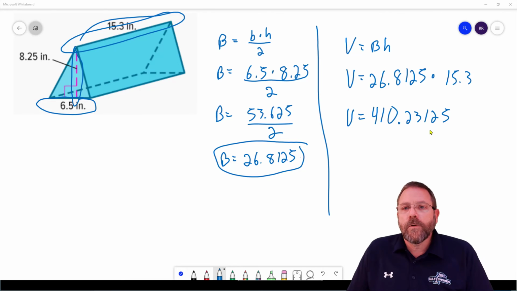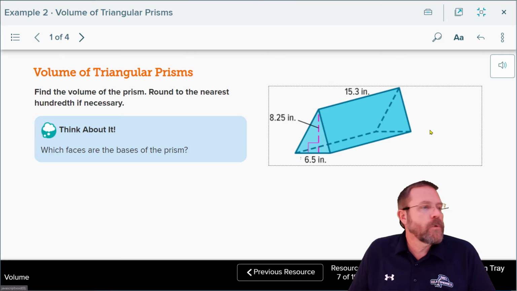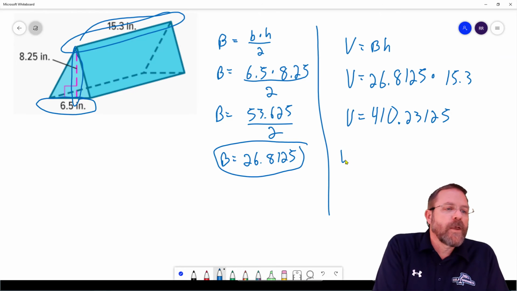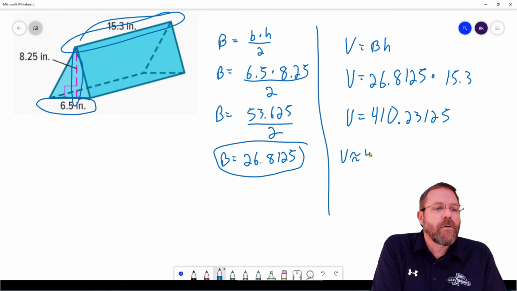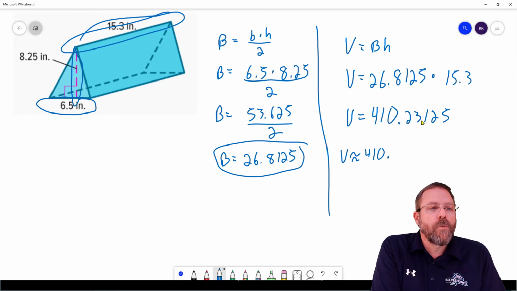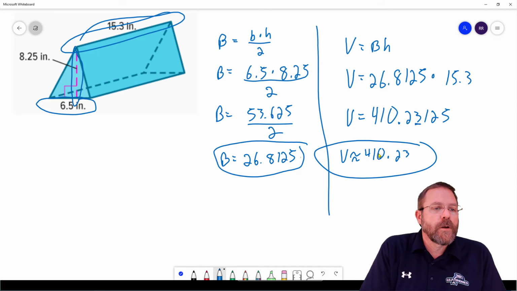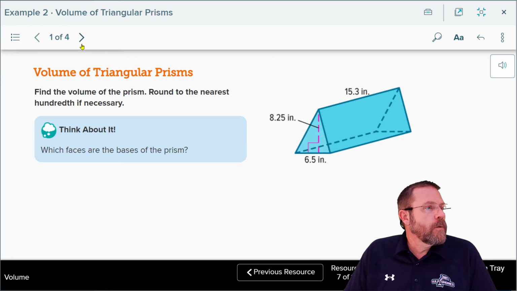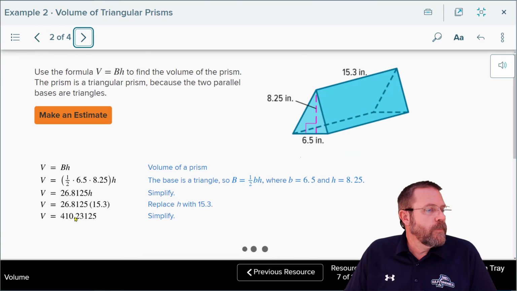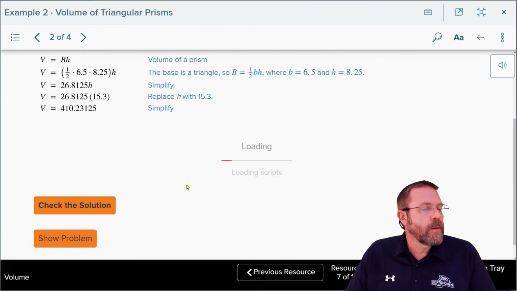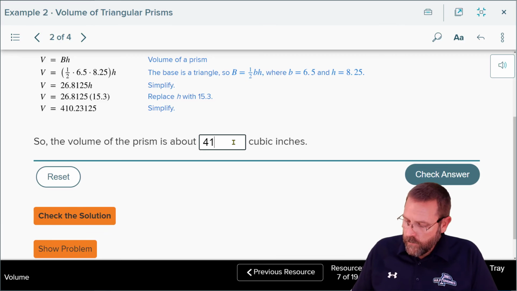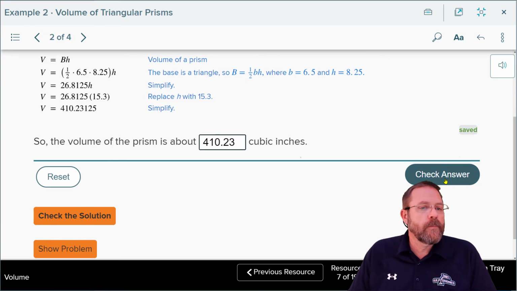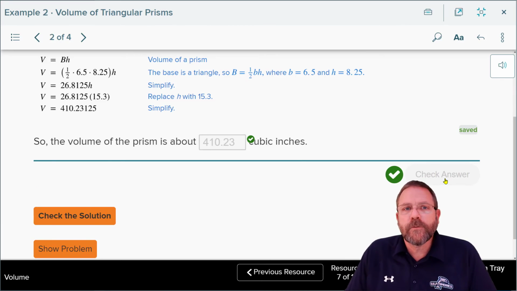And I want to look at my instructions again. How do they want us to round it? They want us to round it to the nearest hundredth. So that means volume is going to be about 410.23, that's my hundredths place, no rounding up required. Jump back over here to check it, and we can see that they do the same thing, 410.23, and the answer checks.